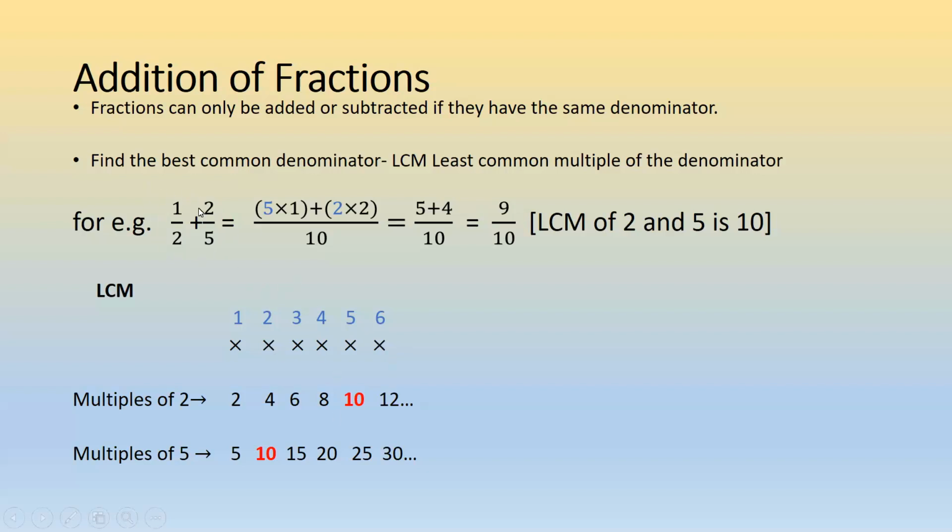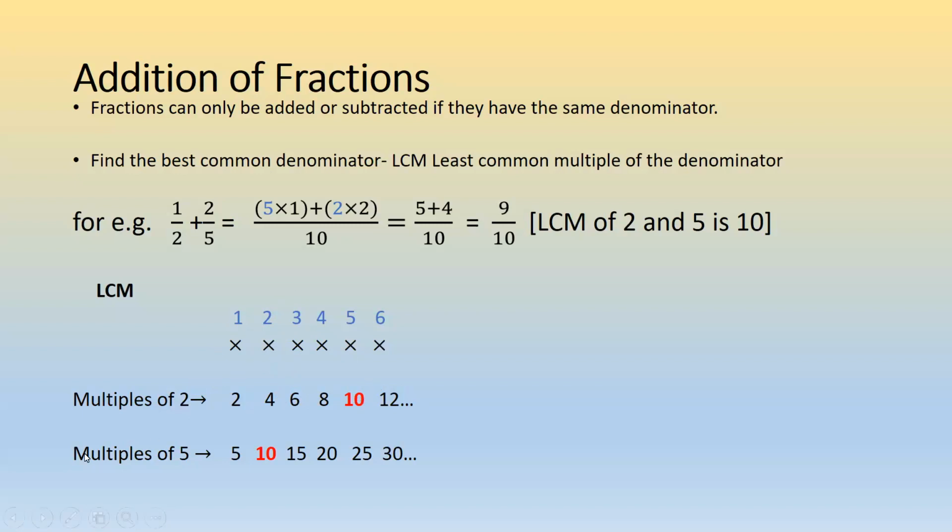But let's take this example here so that we'll explain how we get our least common multiple. Here we have 1/2 plus 2/5, and we are asked to add them. We said our least common multiple here is 10. Okay, how did we get this 10? You realize that we said least common multiple. So we first look at the multiples of 2. When we multiply 2 by 1, we have 2. 2 by 2, we have 4. 2 by 3, we have 6, and so on. So here, 2 by 5, we have 10 here.